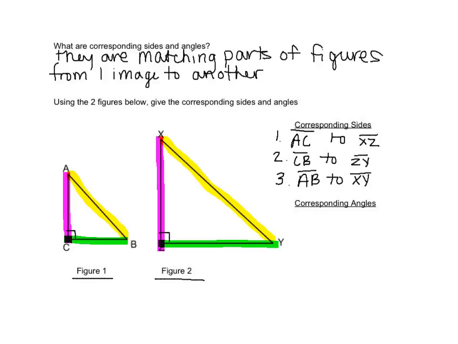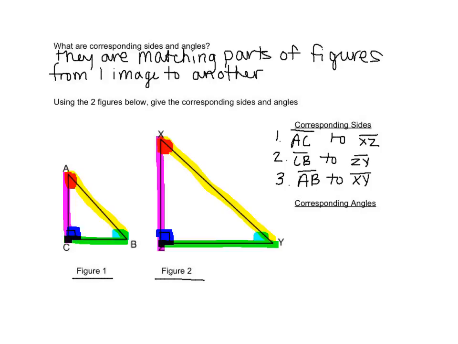Then our angles. I have this top angle here, which is going to correspond to my top angle on figure 2. I have this one that I originally drew, my right angle, which appears to be my right angle in figure 2. And then I have the third one left over down here in the corner, angle B matching up to angle Y. Now when we do our notation, there are different ways to write this.